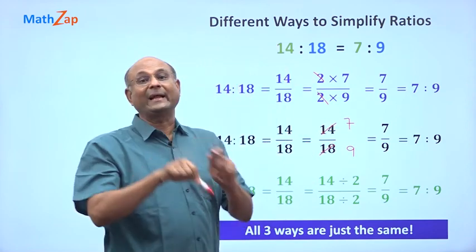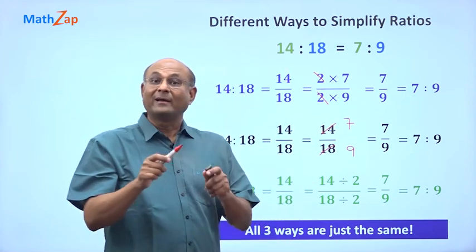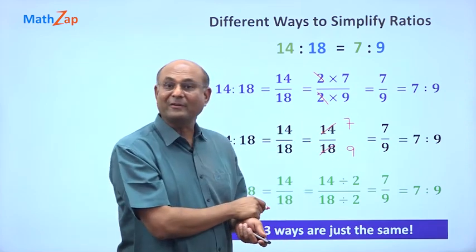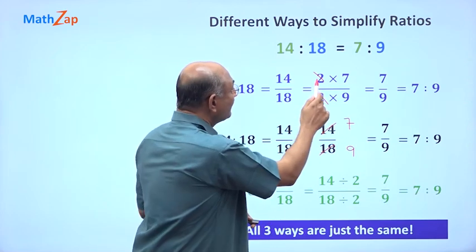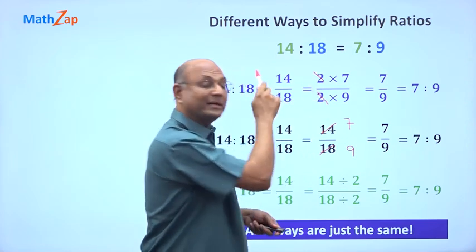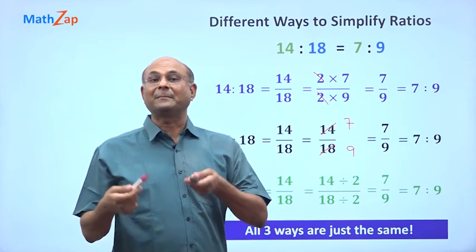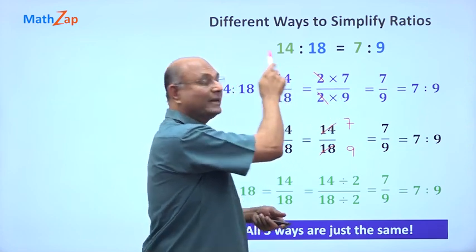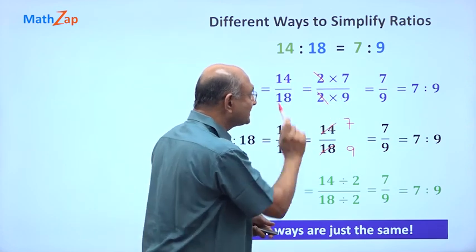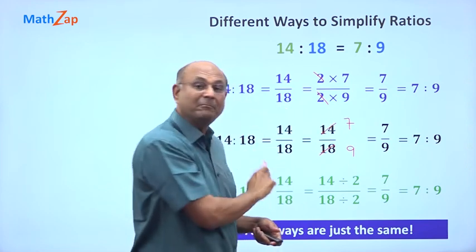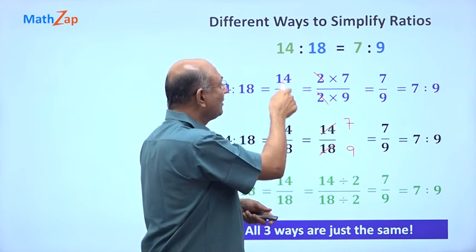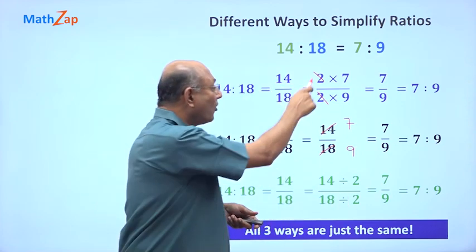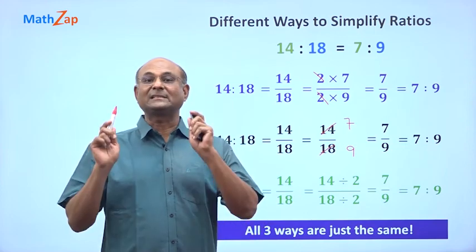There we are writing it and then cancelling. Here you are writing it in your head and cancelling in your head, right? And then you are just simply cutting off 18 and 14. But writing 2 and removing the 2 means it is the same as division. 14 is 2 times 7. So 7 is 14 divided by 2. 18 is 2 times 9. So 9 is 18 divided by 2. So instead of writing 2 and cutting it off, it is the same as saying 14 divided by 2, 18 divided by 2. That's what you are doing here. So all three are exactly the same method.